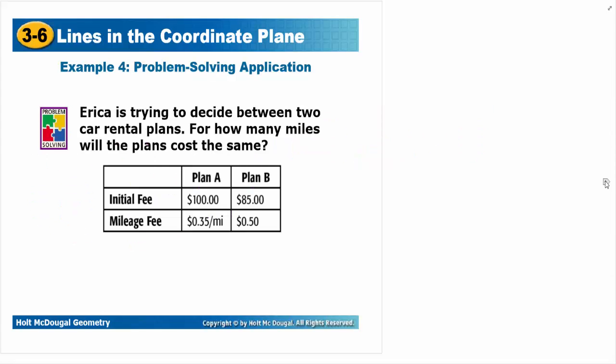Alright, so to wrap up, we have one more problem-solving situation where we need to find, and really we're solving by graphing, a system of equations. So it looks like Erica's trying to decide between two car rental plans, and for how many miles will the plans cost the same. So we want to see again when are these going to equal each other. Now the only way you can figure that out is if you have an equation for both, and then you can calculate when they're going to be equal to each other.